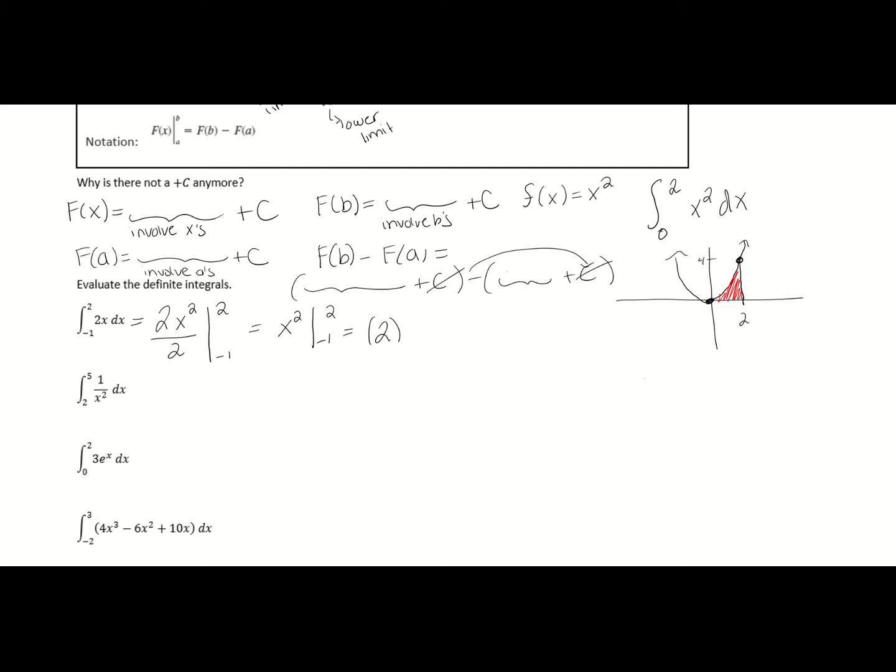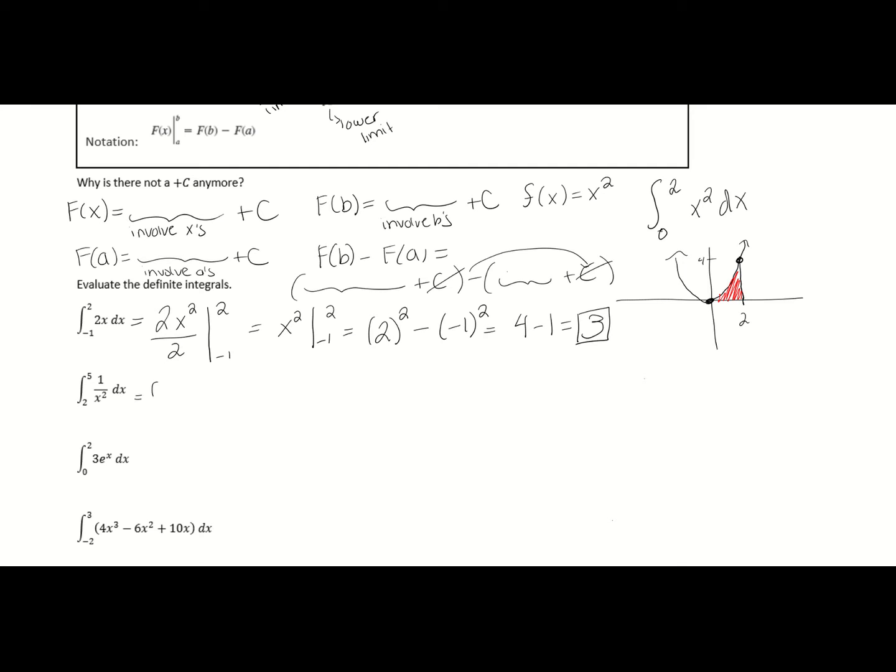First I plug in my upper limit, and I subtract from that the lower limit. So that would be 2 squared minus (-1) squared, and when I evaluate, I will get 4 minus a positive 1, so it is 3. So again, what I found here is that the area under the curve of 2x, which is a line, from -1 to 2 would be 3. All right, let's do another one.